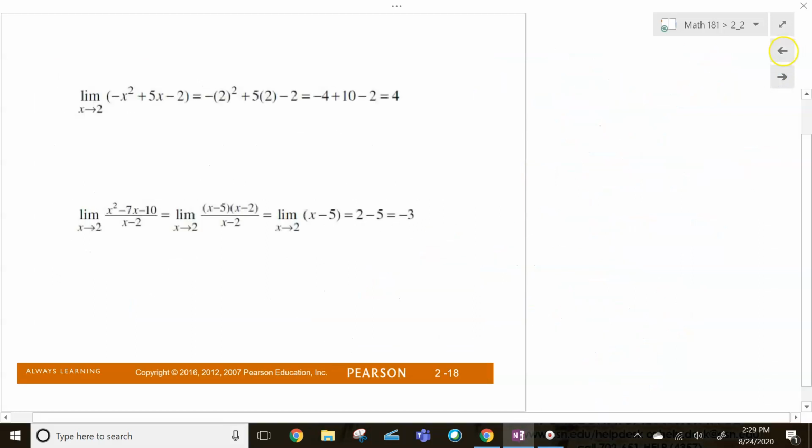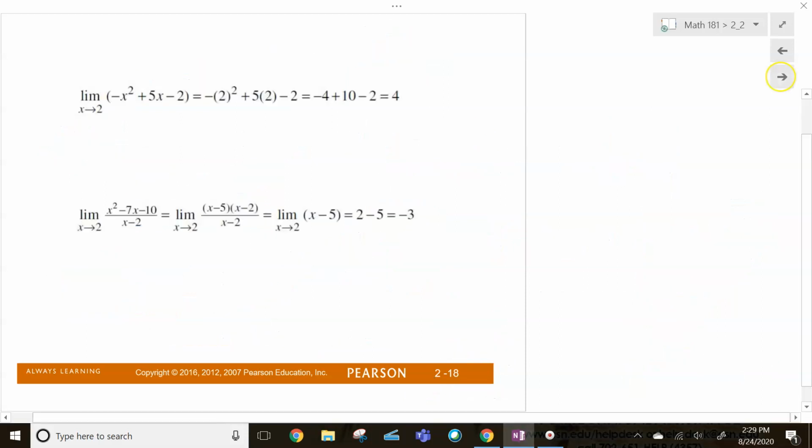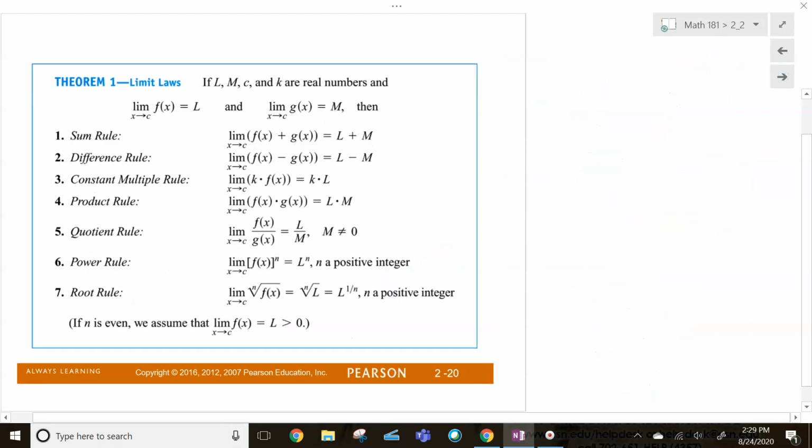So you're going to try direct substitution. If direct substitution doesn't work, in other words, you get an indeterminate form, see if it factors. If you've got something with a square root, you're probably going to have to multiply by the conjugate to get that thing to work, top and bottom. And that's your algebraic approach to finding them.